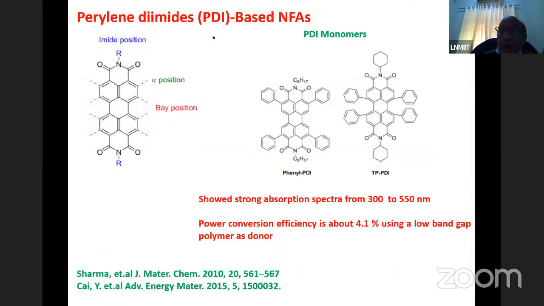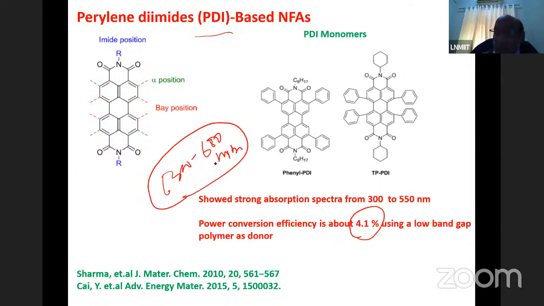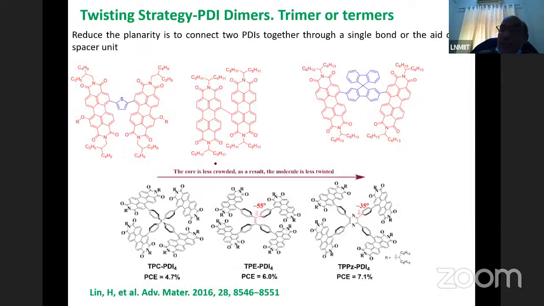Okay. Now, in the early stage of non-fullerene solar cells, perylene was used, but the efficiency was only 4.1%, and it absorbed light only from 300 to 600 nanometers. And these are the different types; you can tailor it here. This is a dimer, this is a dimer here. The maximum efficiency was achieved using PDI dimers as the acceptor and a polymer as the donor, and the efficiency was about 7.1%.